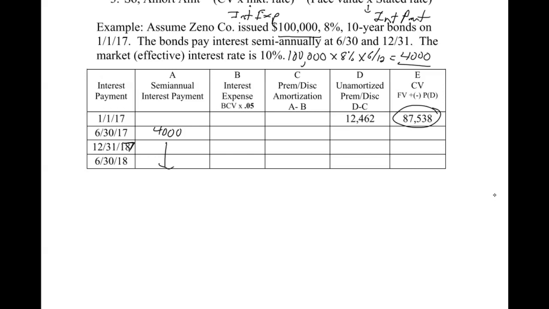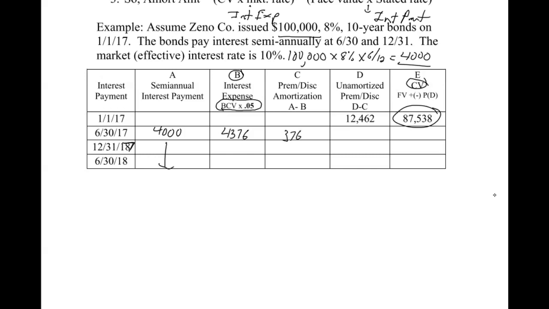Remember, up at the top it says interest expense right here. Column B is calculated by taking the beginning of the period carrying value times 5%. Our carrying value is right here, column E. So we take that 87,538 times 5%, we get 4,376. Column C, our amortization amount, is just the difference between A and B. So that's going to be 376.